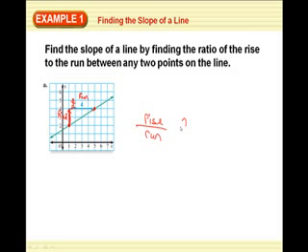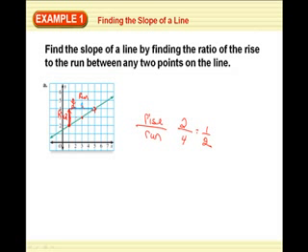So we rise 2, and we ran 4. And you should always reduce your slope. So that's the same as rising 1 and running 2. Let's try it. Rise 1, run 2. Notice we still land on the line. Rise 1, run 2, you still land on the line. So you should always reduce your slope. It makes it easier.